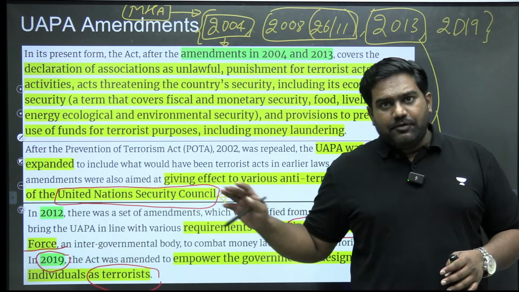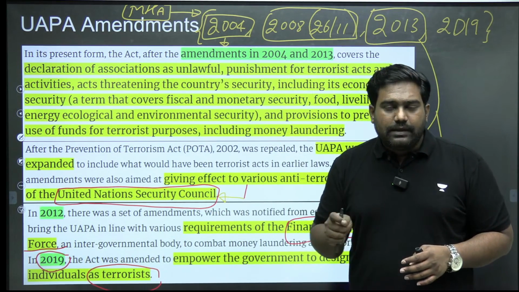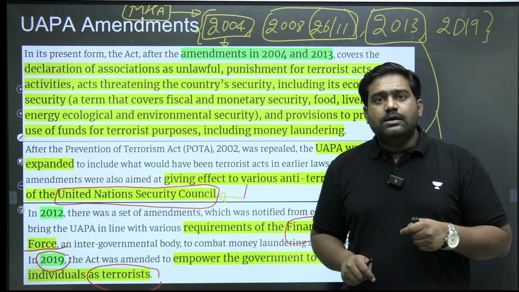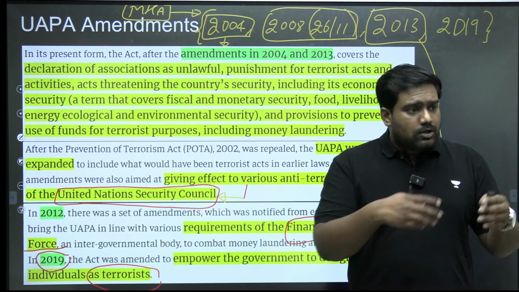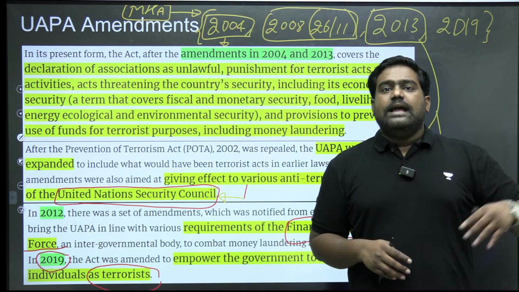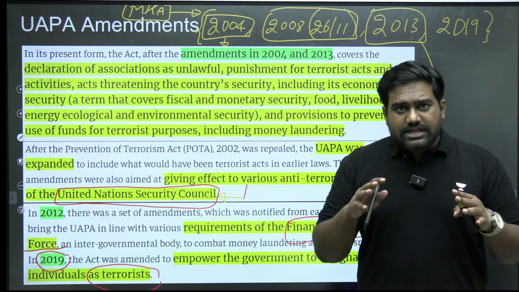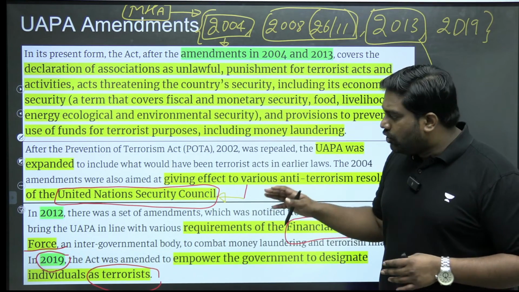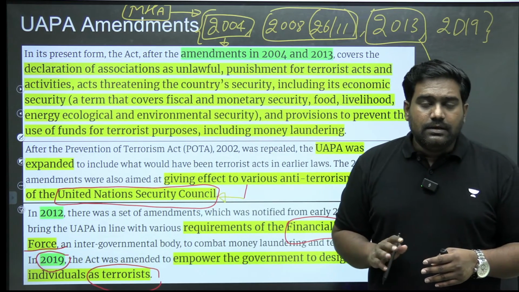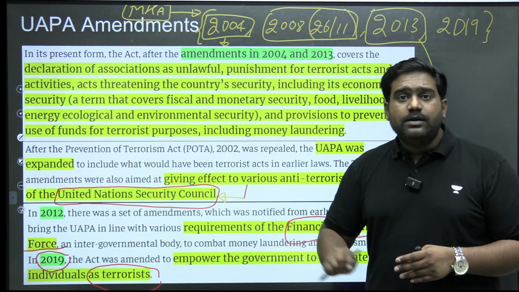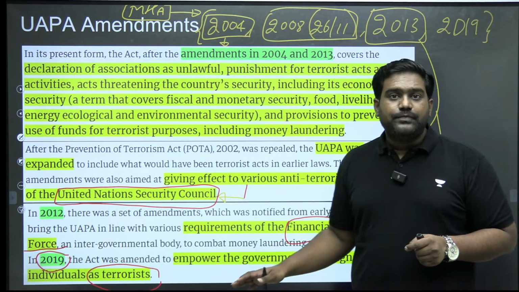Prior to 2019, before this amendment, only organizations, a terrorist group like Lashkar-e-Toiba, Jaish-e-Mohammed, or let's say a Khalistani outfit like Babar Khalsa International, or the CPI Maoist, or NSCN-IM, a Northeast insurgent outfit, only such organizations could be proscribed as terrorist organizations before the 2019 amendment. But with this new amendment, even individual terrorists can be designated by the MHA.